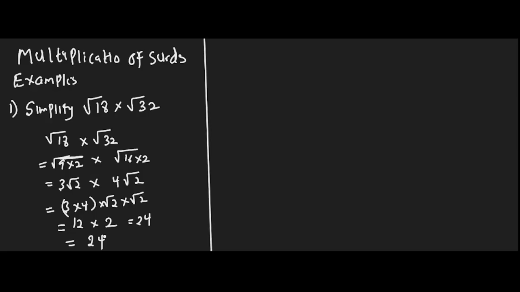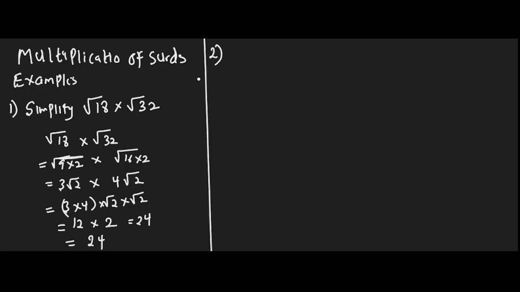Alternatively, you could decide to go through this other approach by saying root 18 times root 32, following the multiplication rule of surds, the first rule we discussed, that is, we say root of 18 times 32, but that is going to give us a large value. It's going to take time, so it's just better to quickly simplify like this and we move through.